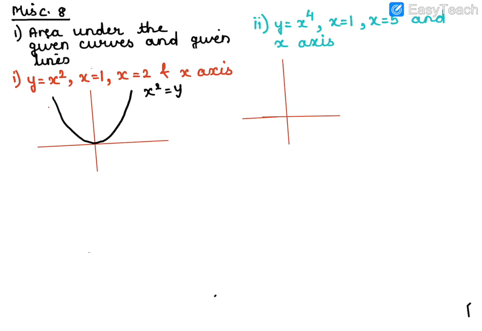The line x is equal to 1 will be something like this. x is equal to 1. This is x, x dash, and y, y dash, and another line x is equal to 2 is something like this, and x-axis. So this is x-axis.